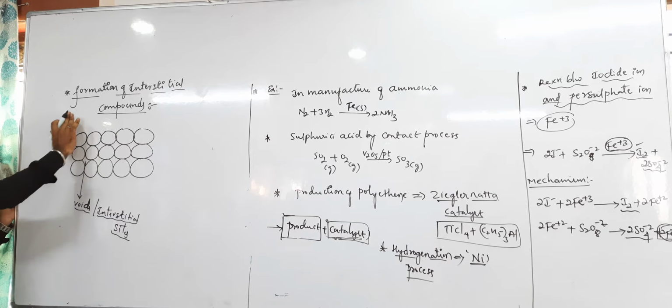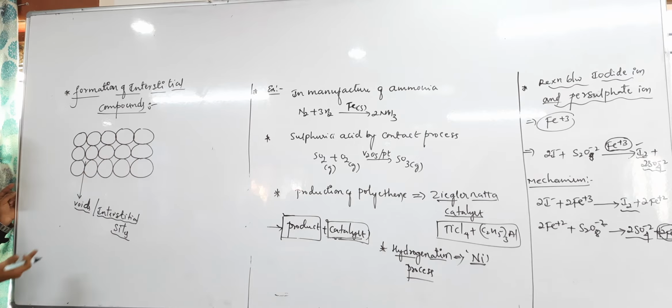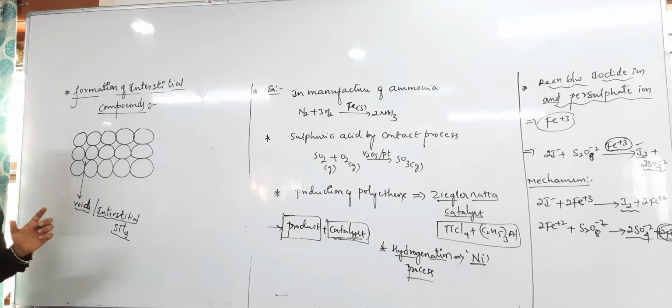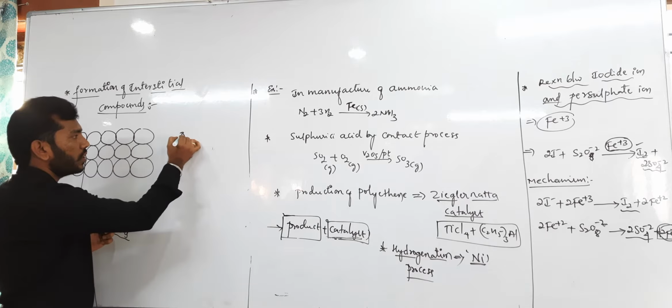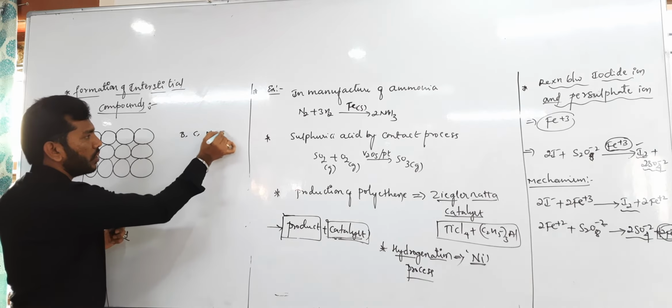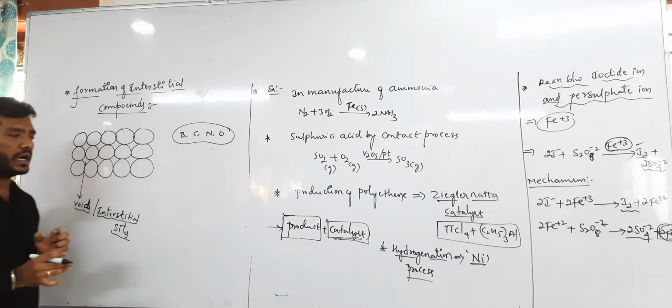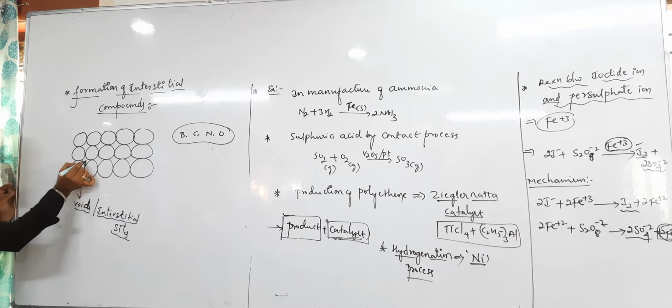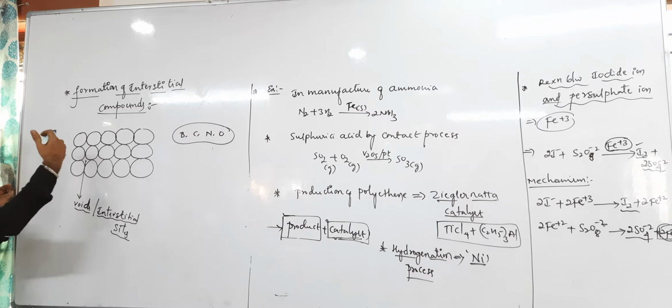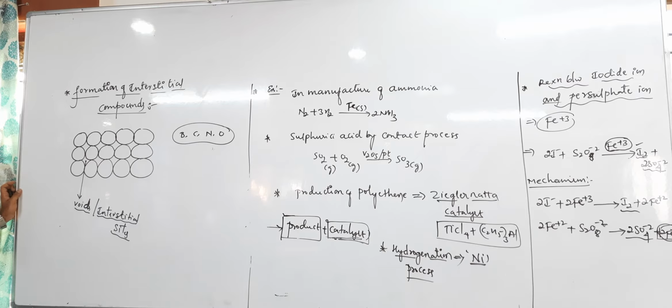Okay, the thing is that interstitial compounds, how actually they are going to form means here we have small atoms like boron, carbon, nitrogen, oxygen. So they used to locate in the interstitial sites of this particular metal lattice and they used to form interstitial compounds.